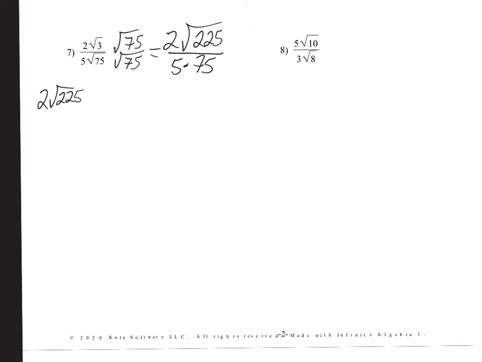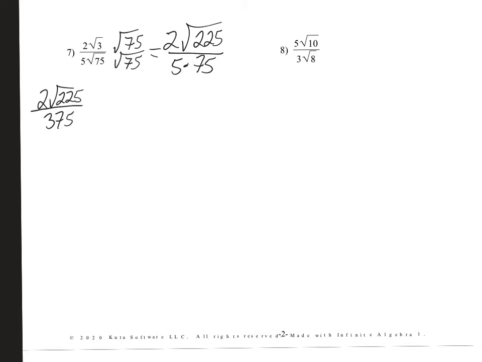Okay guys, so for problem number 7, we are going to multiply the top and the bottom by radical 75. So that's going to give me 2 radical 3 times 75 is 225 over 5 times 75 times 75. I don't really need to know what that number is going to be because they're both under the radical, so that just tells me on the outside I'm going to have a 75. So we have 2 radical 225 over 5 times 75 equals 375.